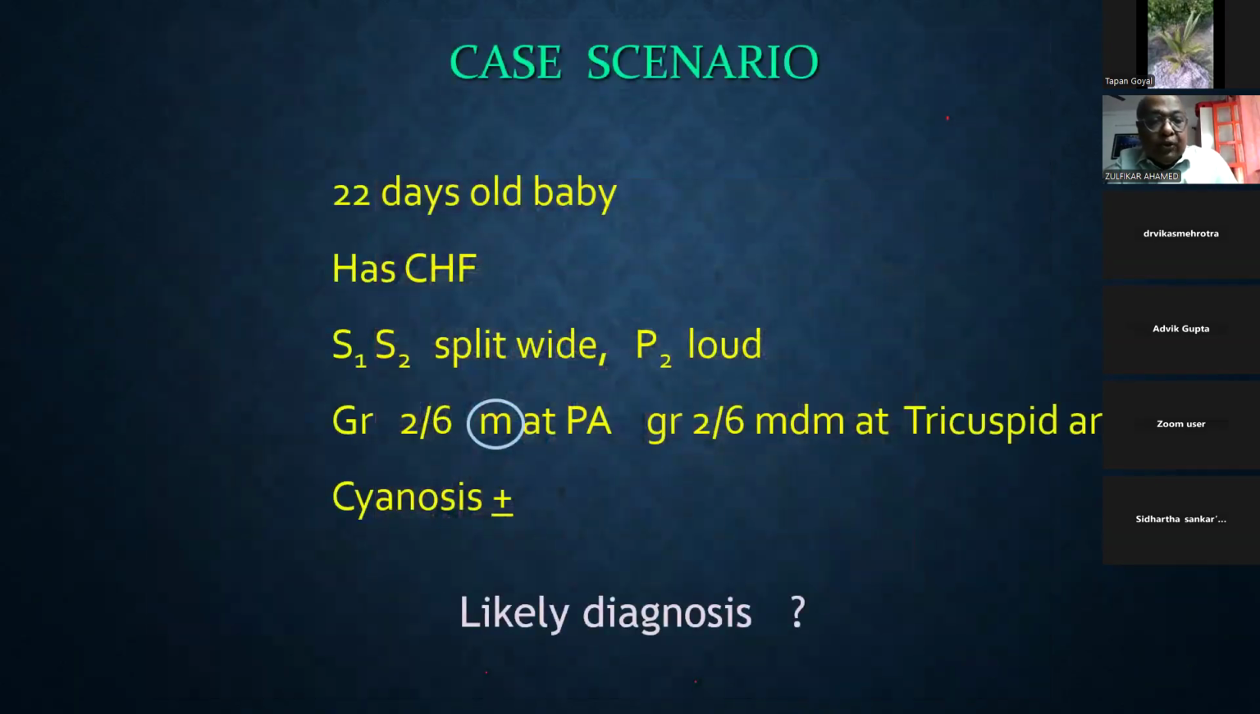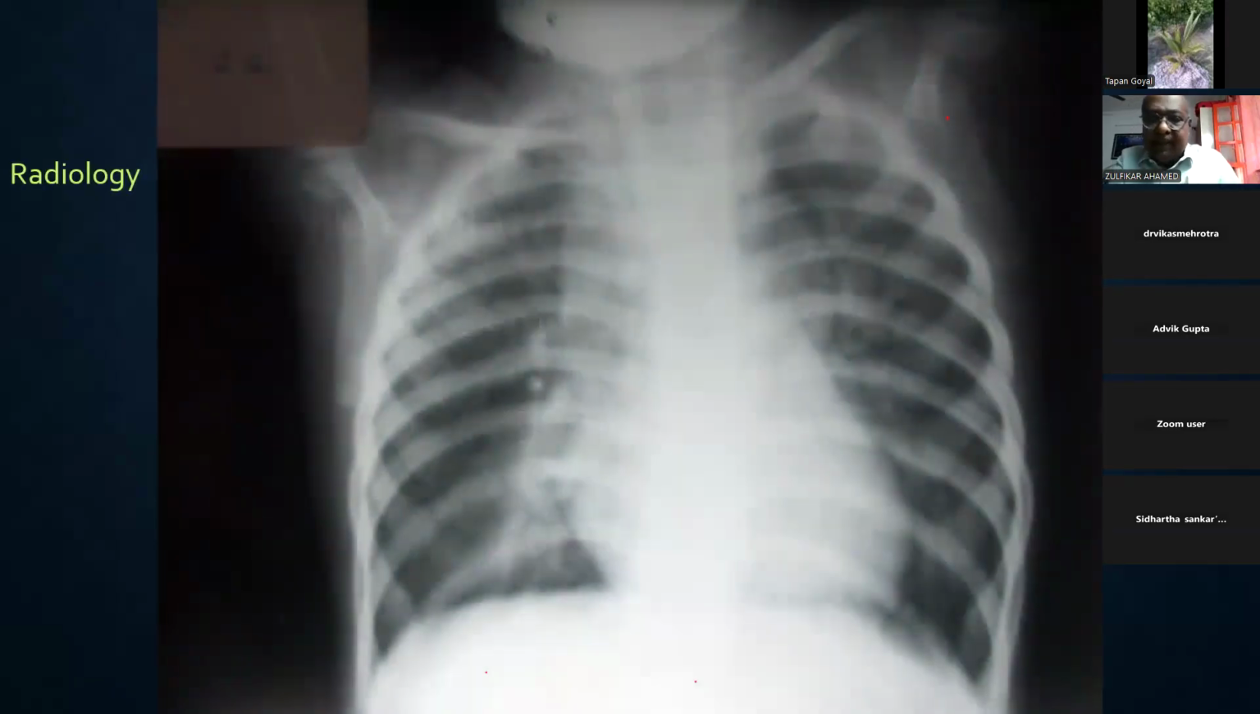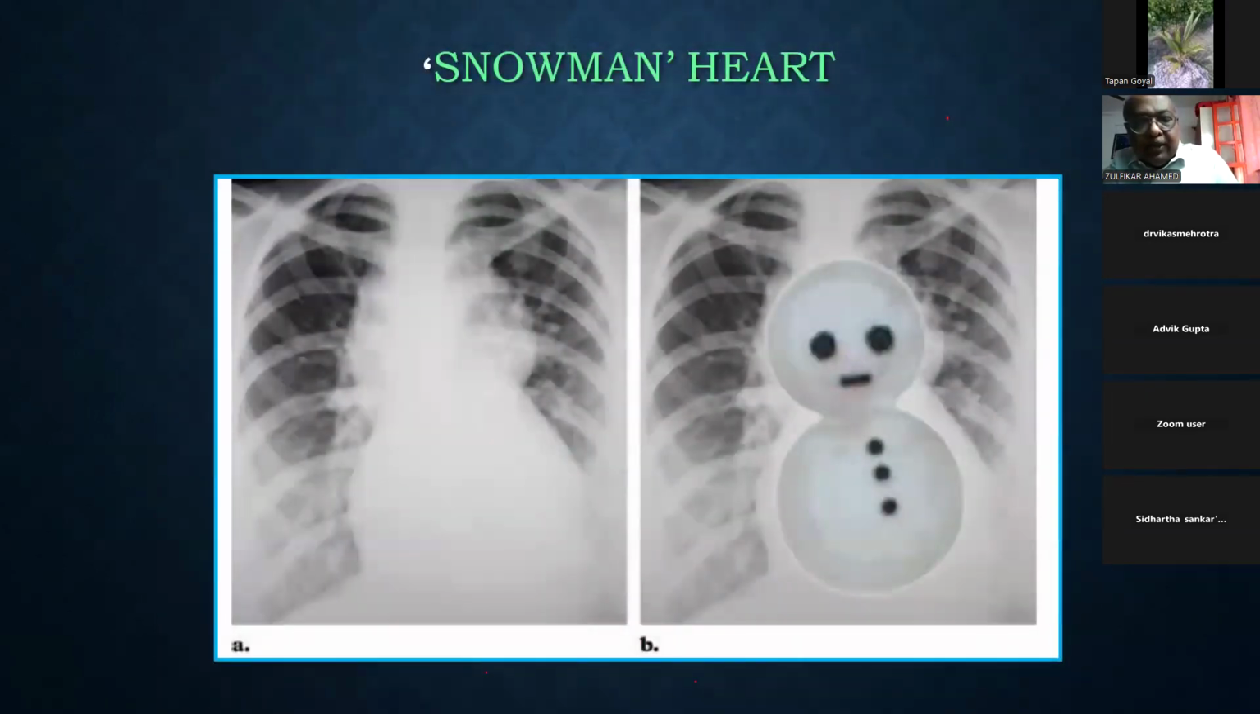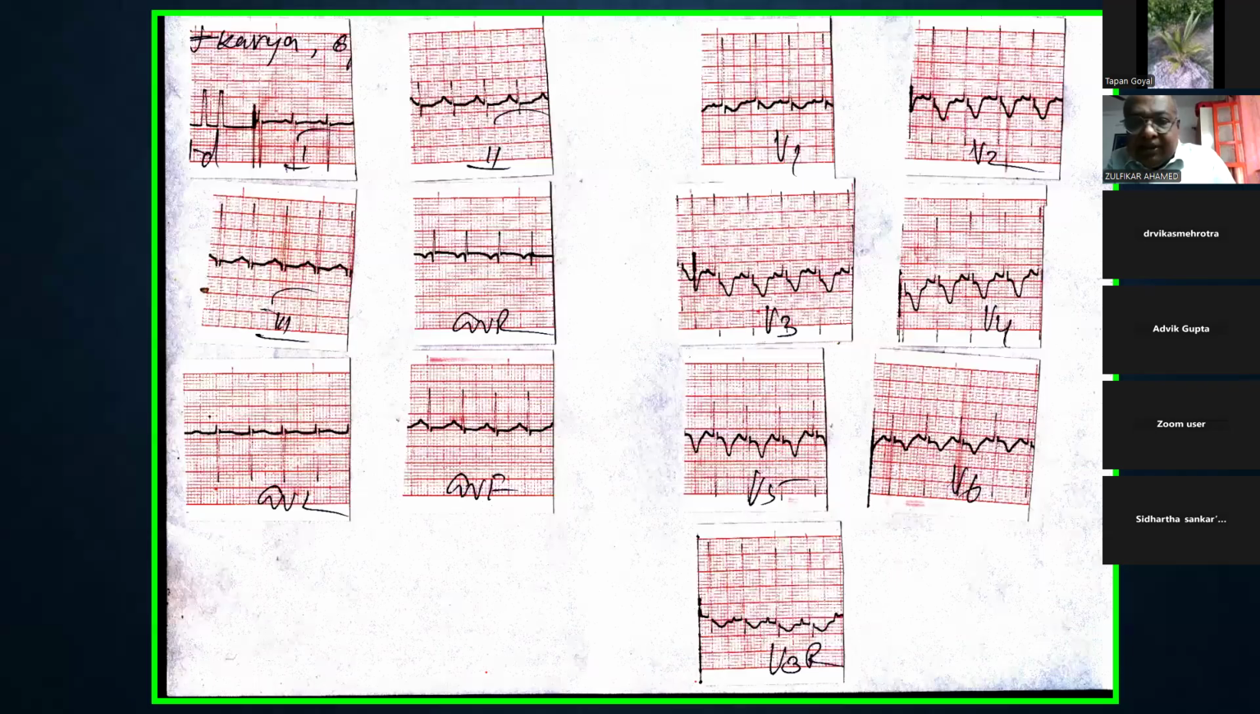Now, there is a 22-day-old baby, has heart failure with a wide split second sound with a murmur, and tinge of cyanosis. Saturation was 90%. So whenever we have a wide split second sound with a tinge of cyanosis, you should always suspect a total anomalous pulmonary venous connection, unobstructed. The classical X-ray of a figure of 8 appearance, which is also called a snowman appearance in an unobstructed supracardiac TAPVC with RVH with the strain pattern.